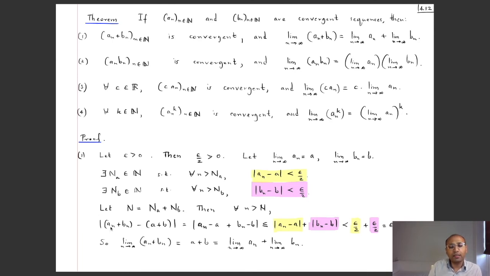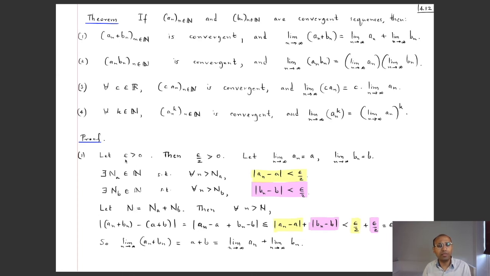So you see that an plus bn minus a plus b can be rearranged to read an minus a plus bn minus b. And I know that an can be made close to a, so this can be made small, and bn can be made close to b, so that this can be made small. So the obvious thing to do is to use the triangle inequality. I know that this can be made small if I go far enough in the sequence, and this can be made small if I go far enough in the sequence. So of course the sum can be made small too.